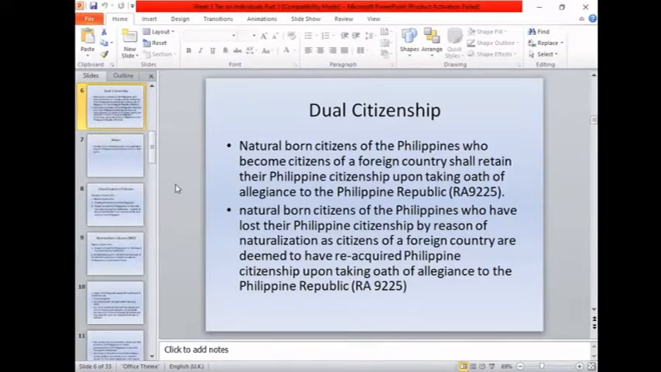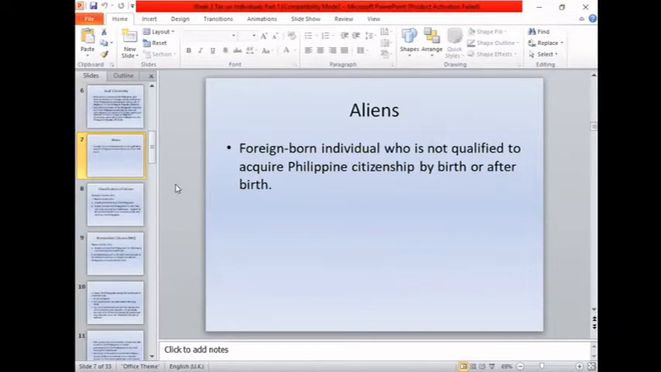So that is the dual citizen. And please take note, this dual citizenship only applies to the naturally born Filipino citizen who resides and becomes a naturalized citizen of the foreign country and they want to retain their Philippine citizenship. Okay? So that's the first one.